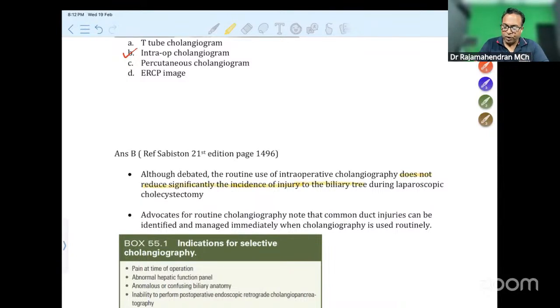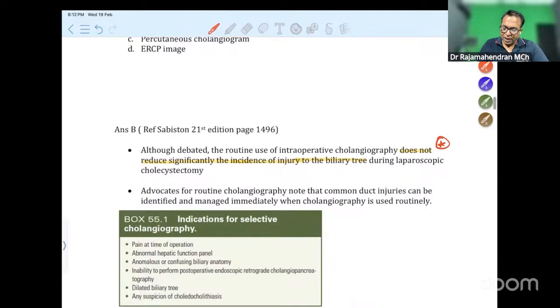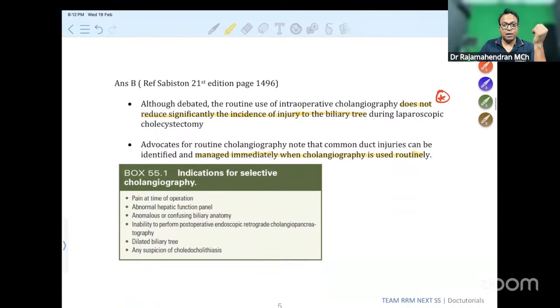Please remember, interesting point. Intraop cholangiogram will not help you to reduce the incidence of biliary injury, but it helps you to find it out early. That is a very important point. It will not help you to prevent the injury, but will help you to find out the injury early. Advocates for routine intraop cholangiogram note that common duct injuries can be identified and managed immediately. That is the advantage. Early management is possible because of intraop cholangiography.